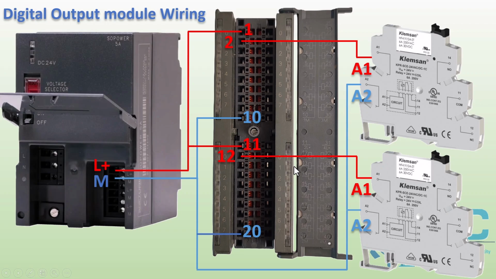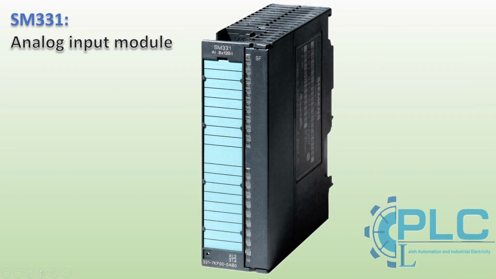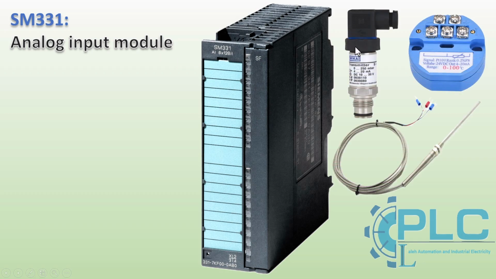SM331 Analog Input Module. The SM331 is an analog input module in the S7-300 PLC series. It enables the PLC to receive continuous analog signals from field devices such as transmitters, for example pressure, flow, and level transmitters, temperature sensors, RTDs, thermocouples, position sensors, and other process measurement instruments.